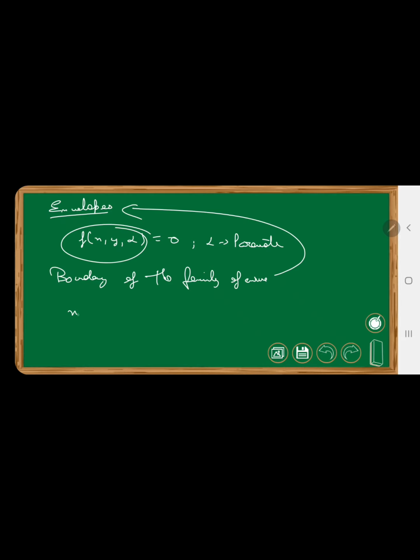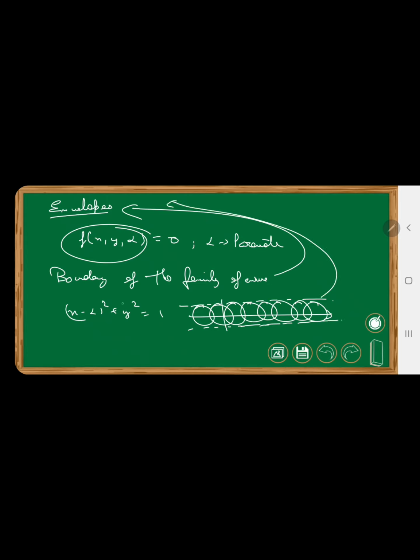For example, if you have the equation (x minus alpha) square plus y square equals 1, this gives you circles of unit radius. If you draw straight lines at y equals 1 and y equals minus 1, these form the envelopes of the family of curves (x minus alpha) square plus y square equals 1. I guess this portion is clear. What are envelopes? So how to find envelopes?